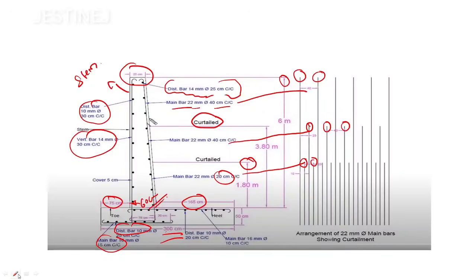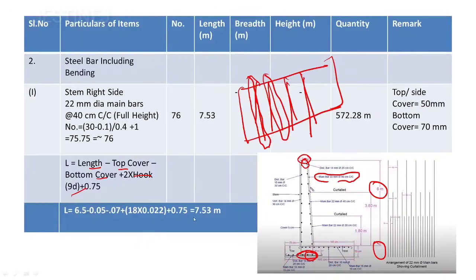Actually, we are taking this length from this hook portion to this way and up to this much. You are going to take the values. Okay. So if you observe the total value, it is going to be 7.53 meter.